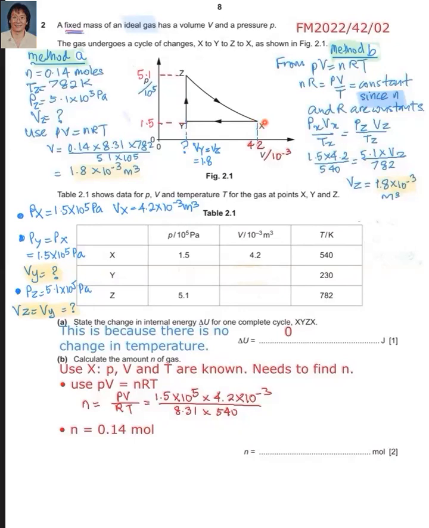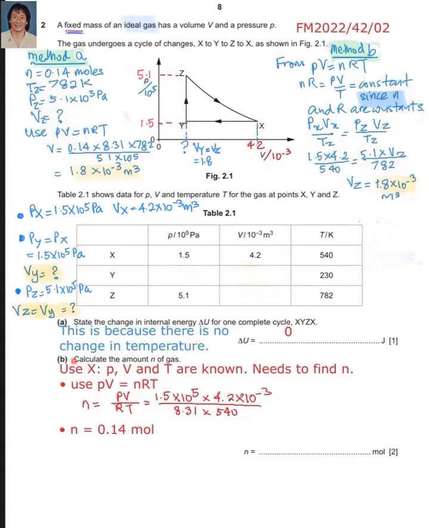For an ideal gas, the internal energy is equal to the sum of the random kinetic energy. The random potential energy is 0. And the random kinetic energy is proportional to temperature. And since there's no change in temperature, there's also no change in internal energy. So to get the 1 mark here, the answer is delta U equals 0 joule. The reason is because there's no change in temperature when the gas returns to X.